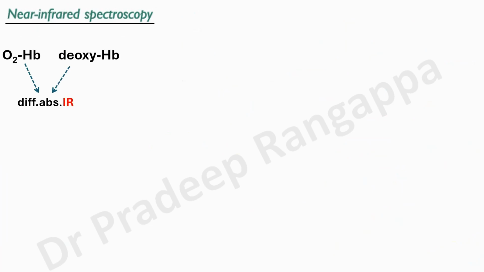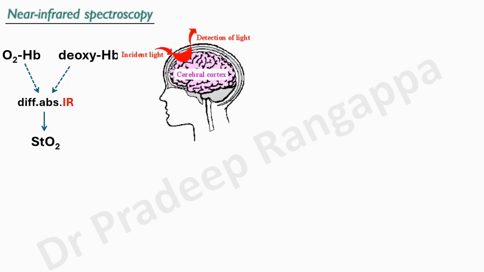It looks at the differential absorption of infrared between oxyhemoglobin and deoxyhemoglobin. And by looking at the differential absorption, tissue oxygenation is measured. So how does that happen? Just look at this schematic diagram where incident light is thrown into the microcirculation.